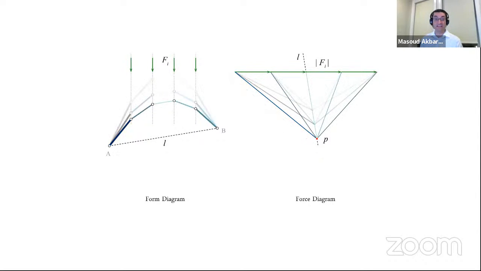More importantly, these two diagrams are geometrically dependent. That means that if you change one, you can immediately see and observe the change in the other one. So it's a very powerful technique.